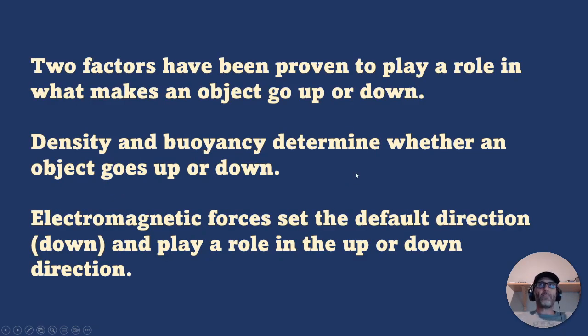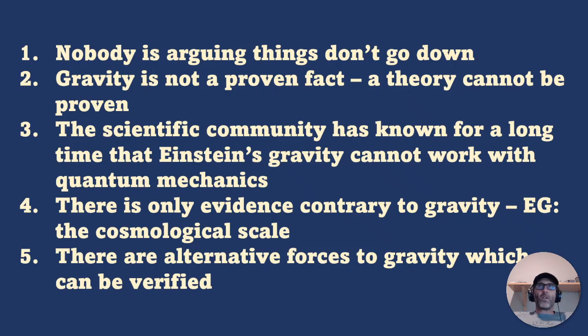So two factors have been proven to play a role in what makes an object go up or down. Density and buoyancy determine whether an object goes up or down. Electromagnetic forces set the default direction, down, and play a role in the up or down. Nobody is arguing that things don't go down, right? We agree that. We agree things go down.